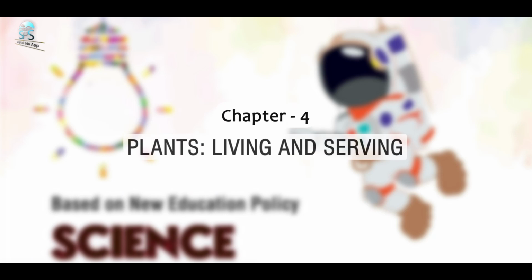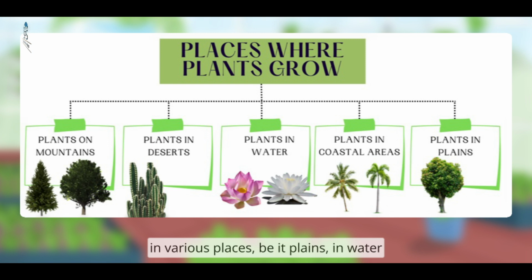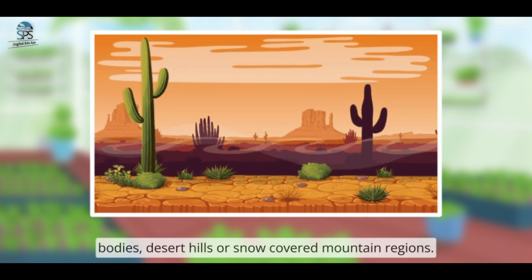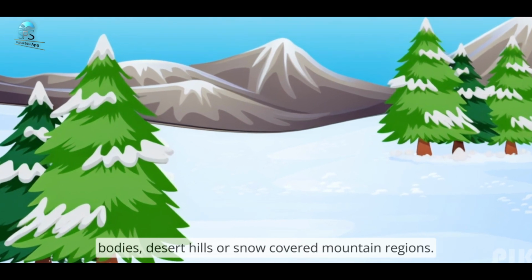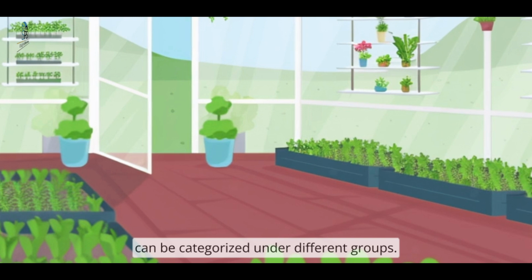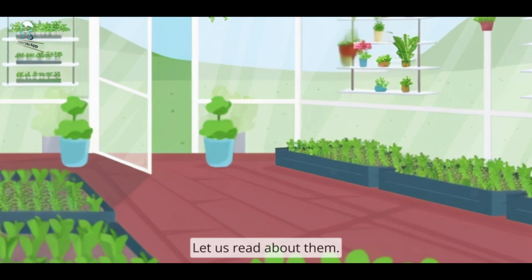Chapter 4. Plants, Living and Serving. Plants grow in various places, be it plains, in water bodies, deserts, hills, or snow covered mountain regions. Depending on where they grow, plants can be categorized under different groups. Let us read about them.